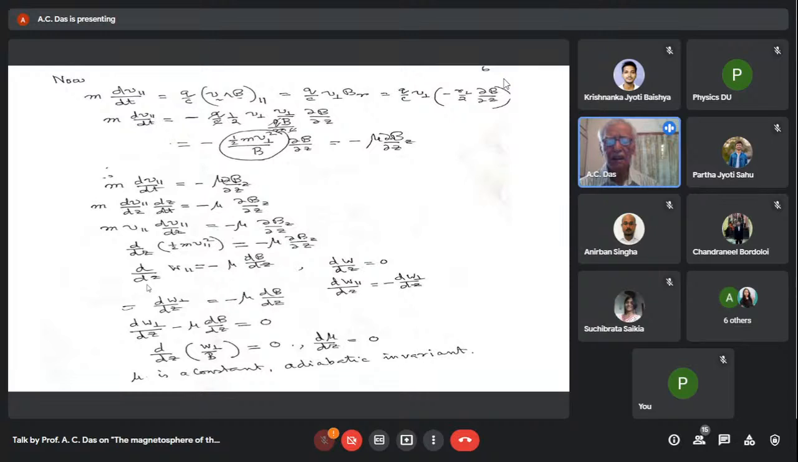What I want to emphasize in all these calculations, which will be quite boring to you at the moment, is that mu is a constant. The magnetic moment is a constant, and it is an adiabatic invariant. Adiabatic in the sense that the magnetic field does not change its motion radius. So that is therefore the magnetic adiabatic invariant.